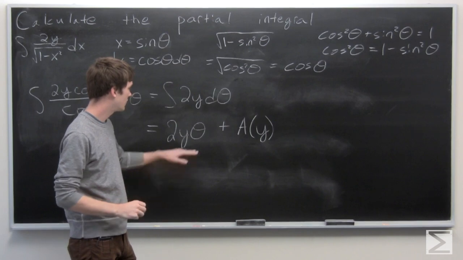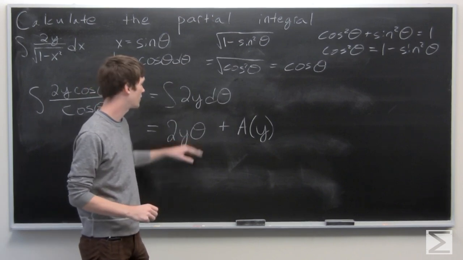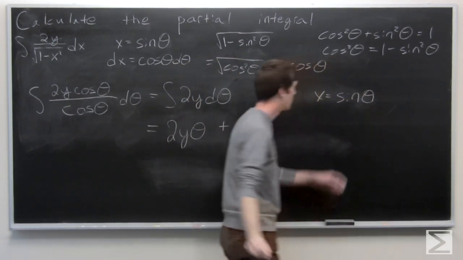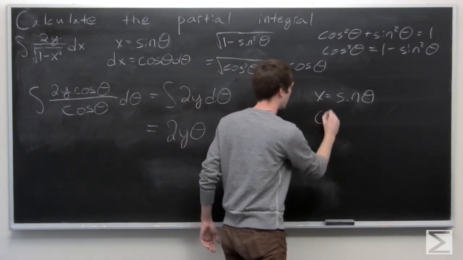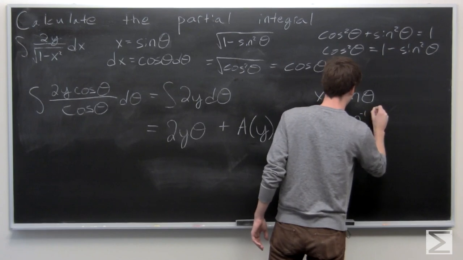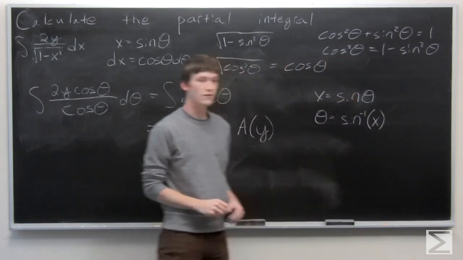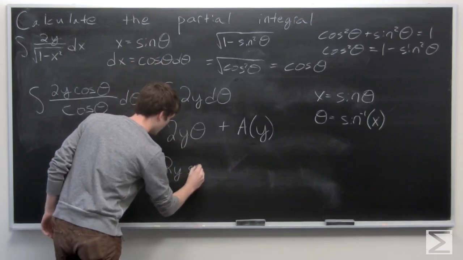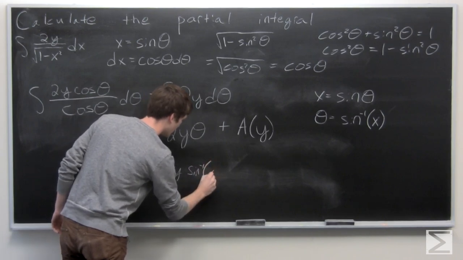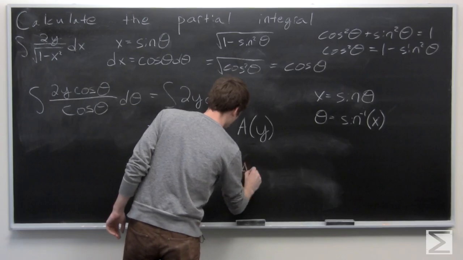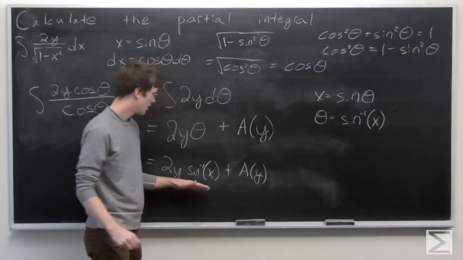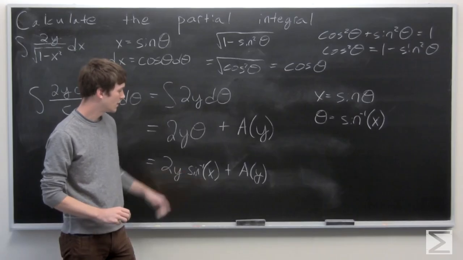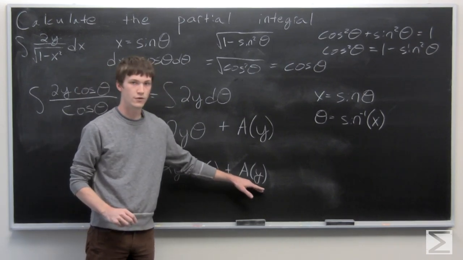And now all that's left is to substitute back in for our theta. We let x equal sine theta, so that means that theta is the inverse sine of x. So we can go ahead and plug that in. And we get that our function, as far as we can tell, is 2y times the inverse sine of x plus some arbitrary function of y.